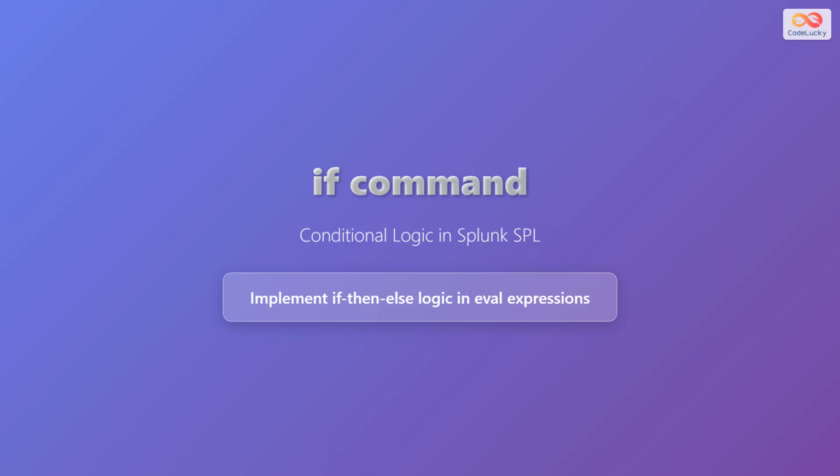The if command in Splunk SPL is a powerful function that allows you to implement conditional logic within your search queries. It enables you to evaluate conditions and return different values based on whether those conditions are true or false. This function is essential for data transformation and creating dynamic field values based on specific criteria. The if command follows a simple if-then-else logic pattern that makes your searches more intelligent and responsive to data patterns.